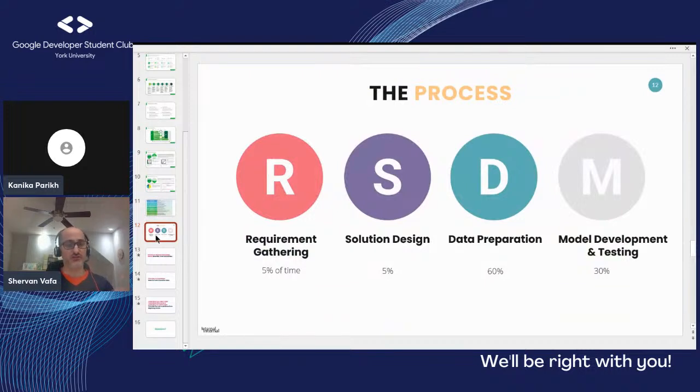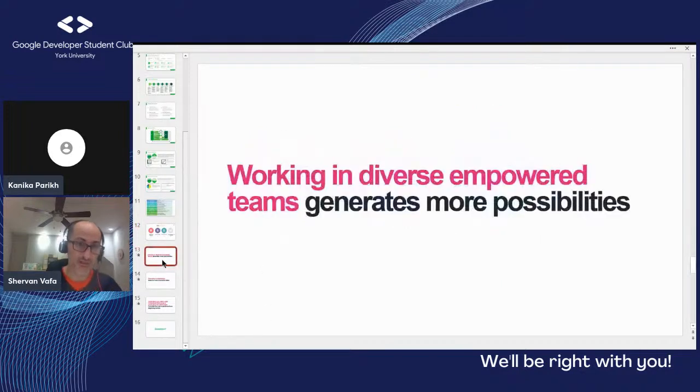The rest of these slides are just parting messages. Just be realistic. When you go out there, a lot of time is spent on data prep, as I told you before. The majority of your time goes towards that. Of course, the rest is development and testing. I talked about designing solutions and requirements gathering as well. That takes a lot of airtime at the beginning.